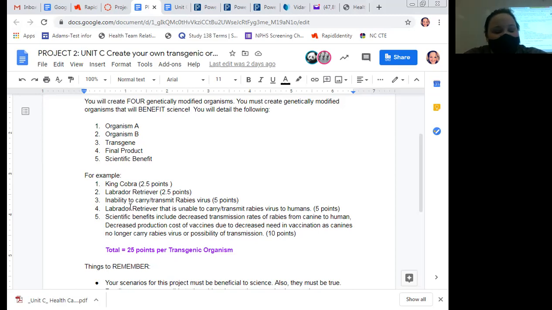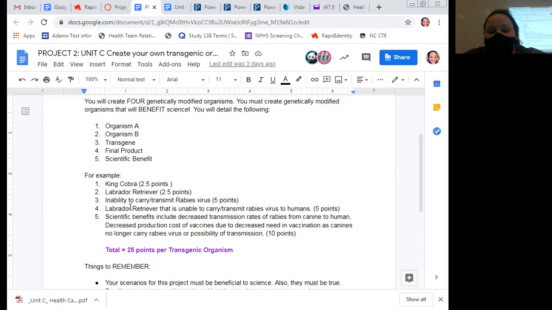Absolutely, but you have to be able to. We had a student ask, can I make a snake that can carry rabies? Absolutely. But the 5th and final biggest piece of this puzzle, guys, it's worth 10 points, is what is the scientific benefit of the organism that you create?